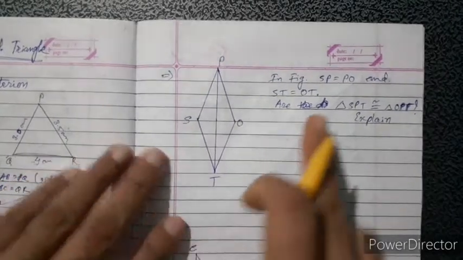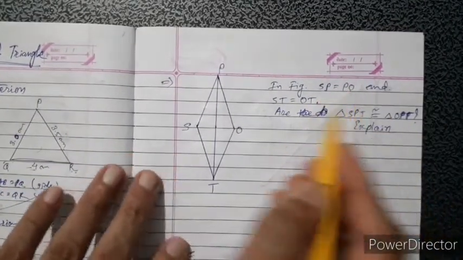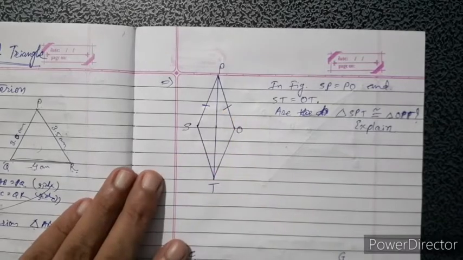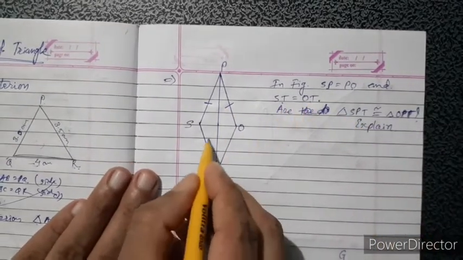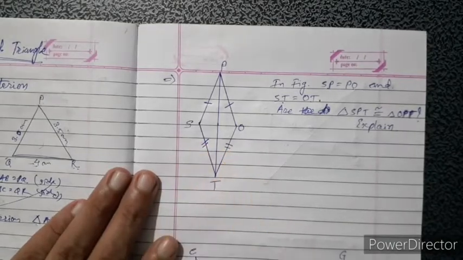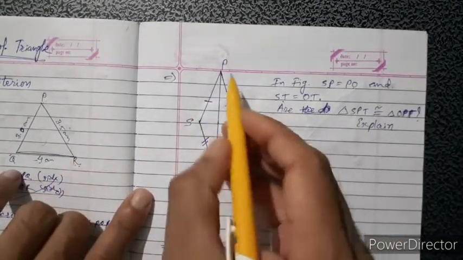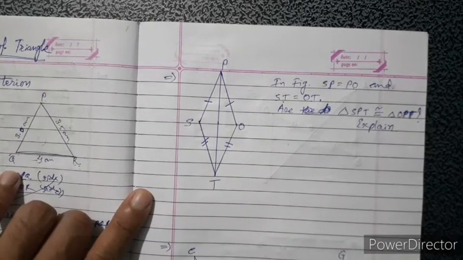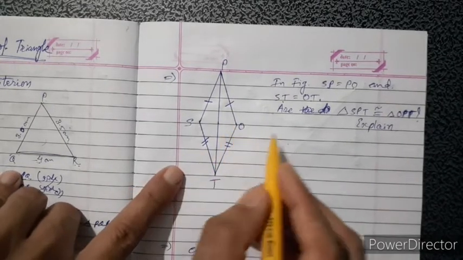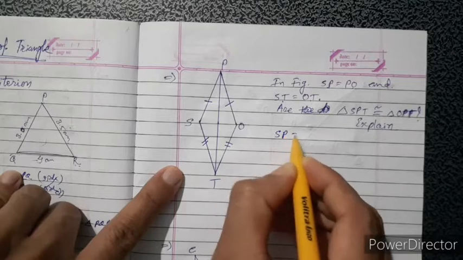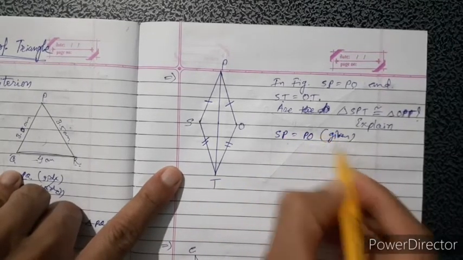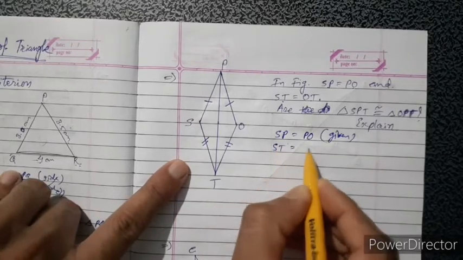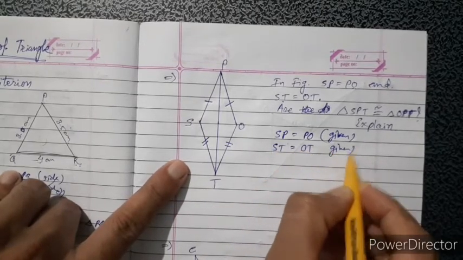Look, one more figure here. In that figure, SP equal to PO, meaning these two sides are equal. And ST equal to OT, these two sides are equal. Now here one quadrilateral is there and one diagonal is given. So look here, SP equal to PO, which is given. Then ST equal to OT, that is also given.